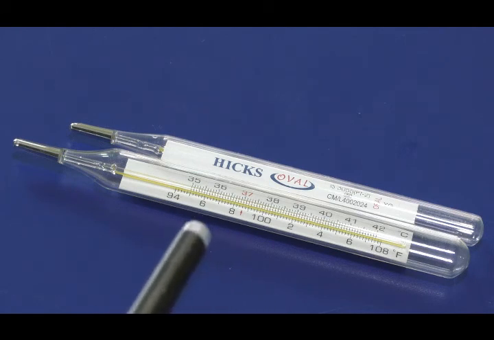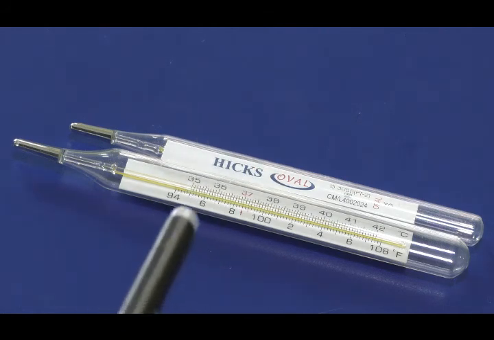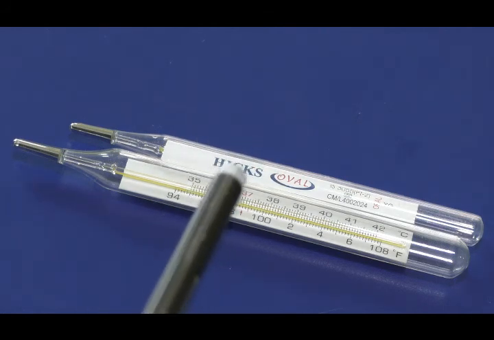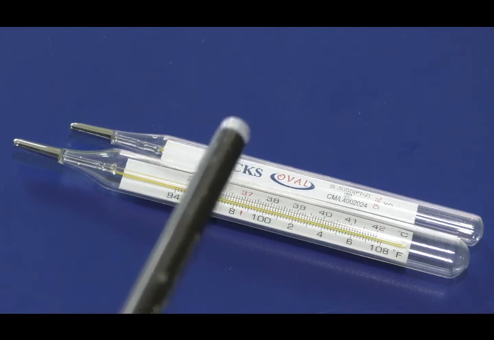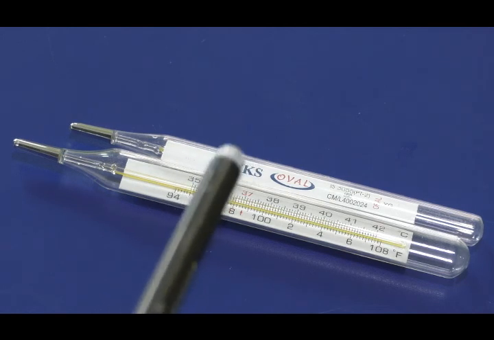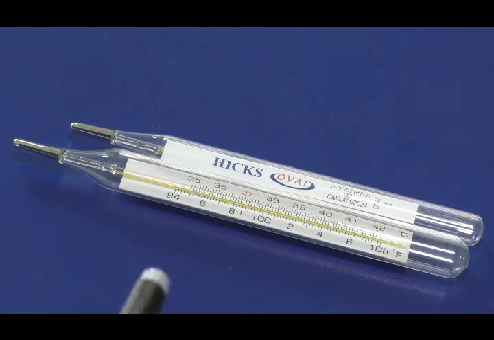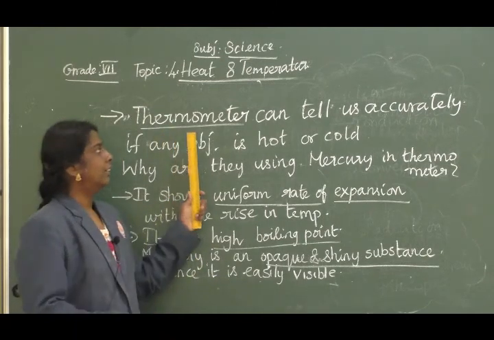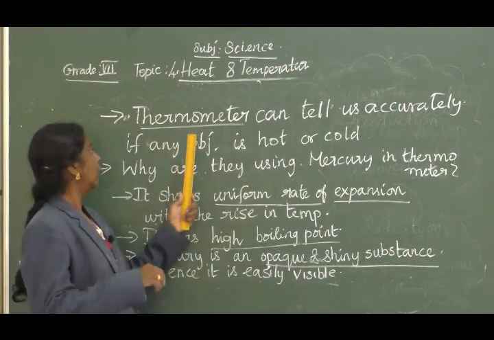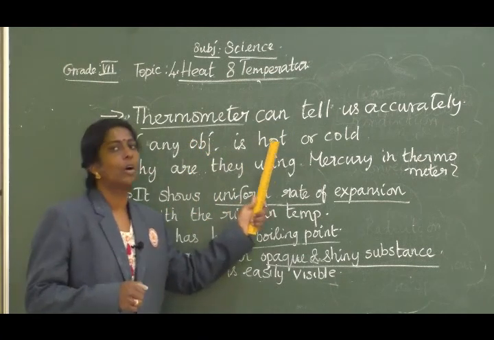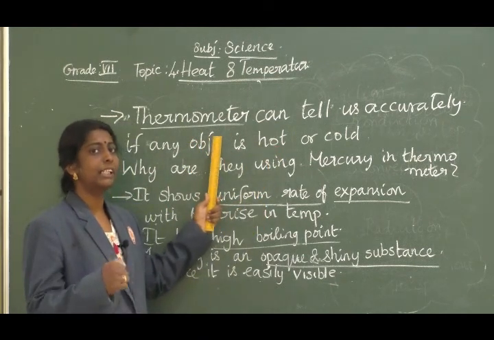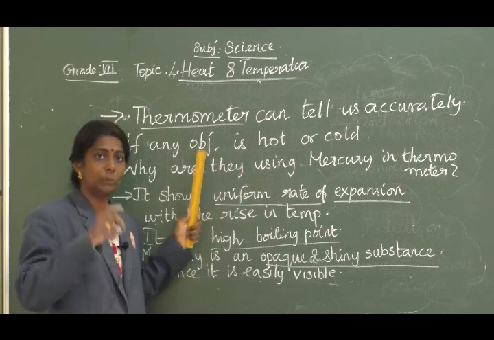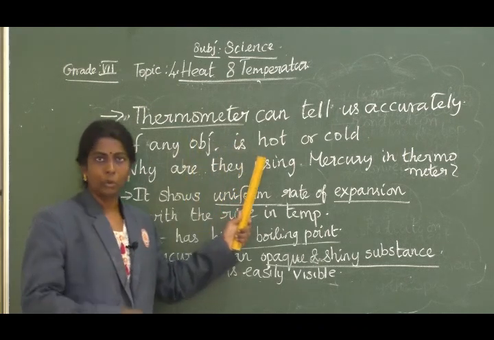Clear? So, if you are immersing a thermometer in hot water, you can observe the rise in the level of mercury in the thermometer. Clear, children? Yes. Now children, a thermometer can tell us accurately if any object is hot or cold. Why do we use a thermometer? It can tell accurately whether the object is hot or cold.